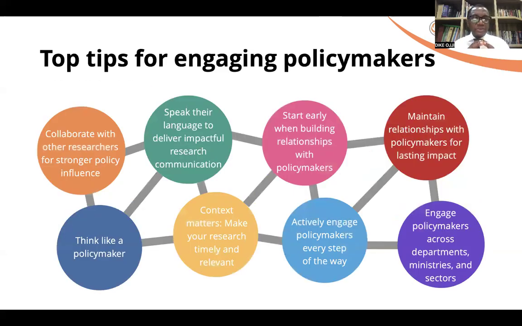There are some top tips for engaging policymakers by the Global Alliance for Chronic Disease. Number one is to collaborate with other researchers for stronger policy influence. Number two, you have to speak their language to deliver impactful research communication. The policymakers likely will not read your fanciful publication in the New England Journal of Medicine or JAMA, but they will read some of your policy briefs. They will read some reports from your meeting proceedings.